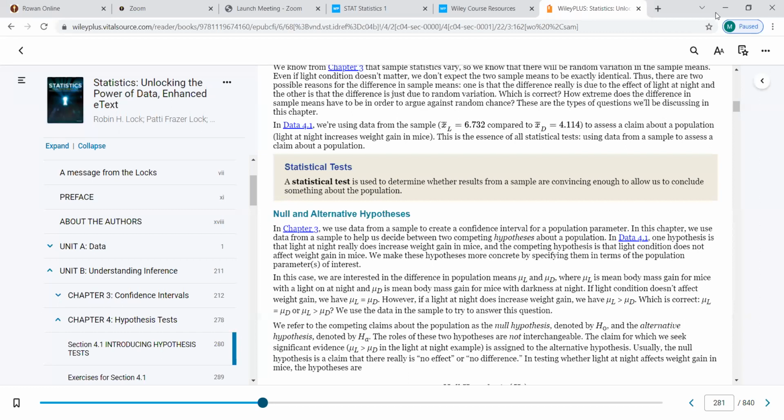All right, so any questions so far about that? You can unmute and speak up if there's anything that's confusing. We haven't really introduced any symbols yet or any way of writing these hypotheses down. I just wanted to know if what I'm saying so far is clear. Any questions? All right.